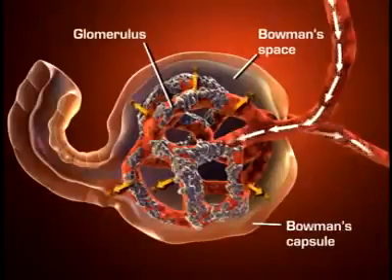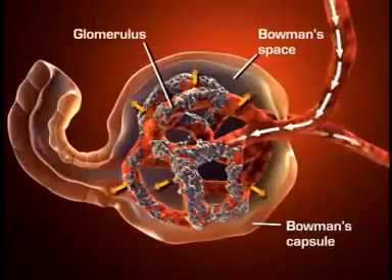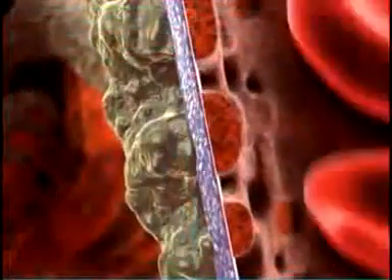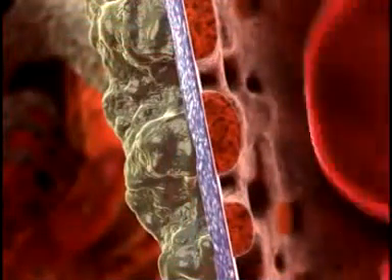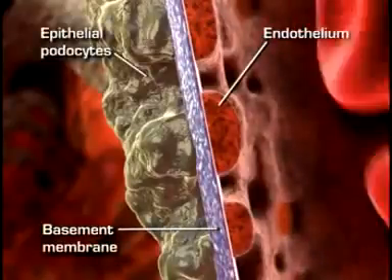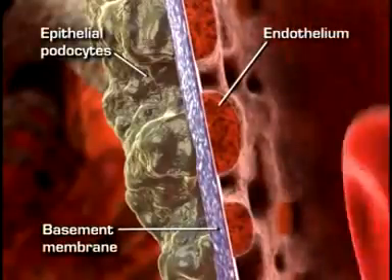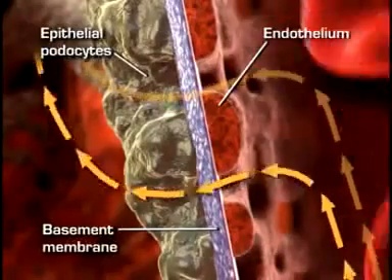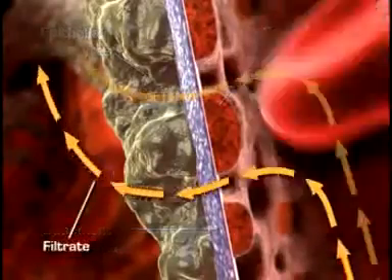Plasma-like fluid is filtered from the capillary blood into Bowman's space through the glomerular filtration membrane. The glomerular filtration membrane consists of 3 layers of capillary wall: the endothelium, the basement membrane, and the epithelium. This membrane allows some particles from the blood to pass through, but not all. The fluid that is filtered from the capillary blood into the Bowman's space is called filtrate and forms the primary urine.